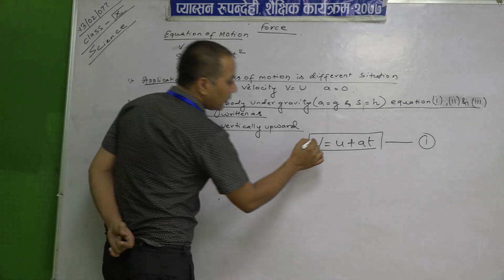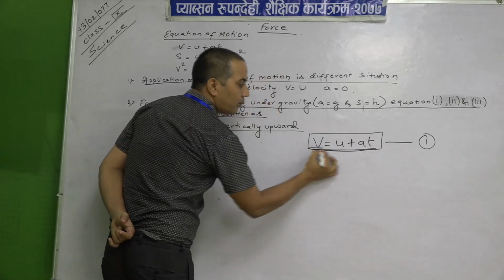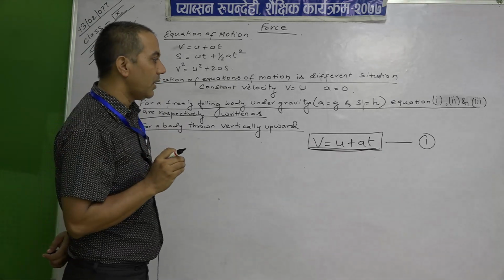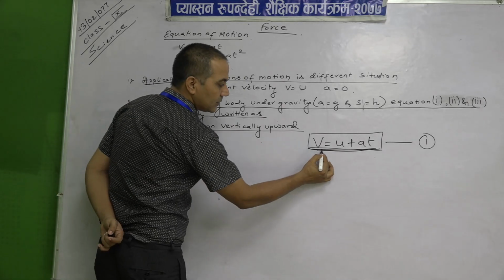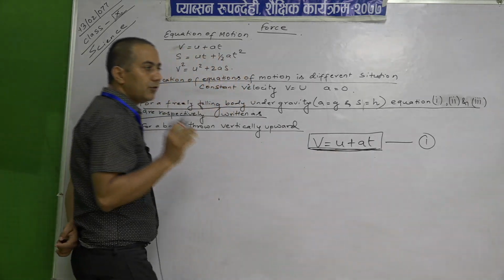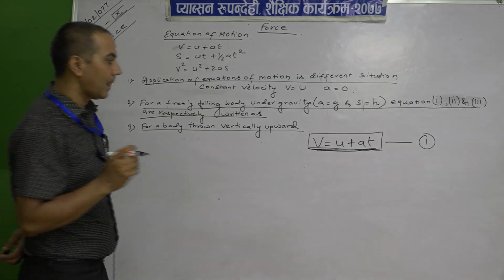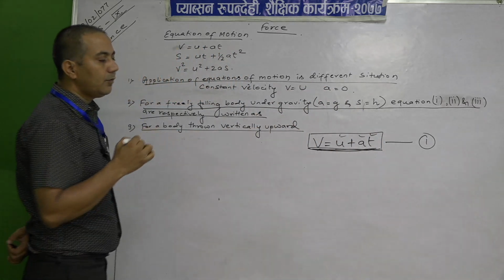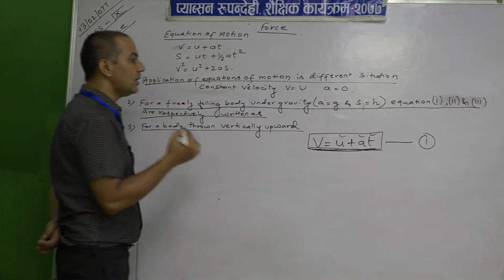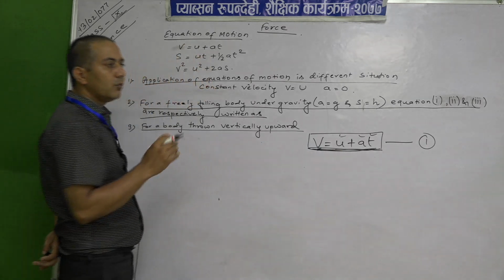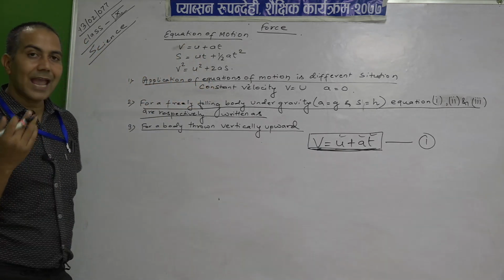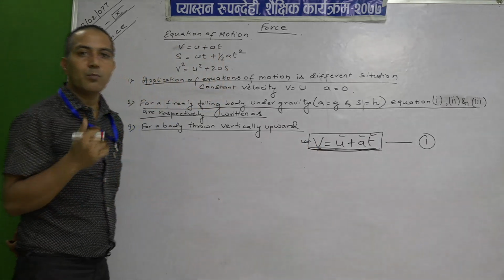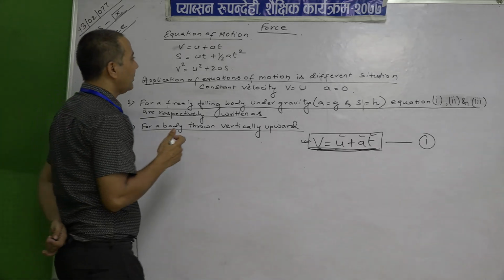In what type of problems will we use this equation? Those in which distance is not given among the four parameters. Among the four parameters, three must be known: initial velocity, acceleration and time. If these are known, then we can easily find the final velocity. For finding the final velocity of an accelerating body, we use this equation. Yesterday we did one problem on it also.